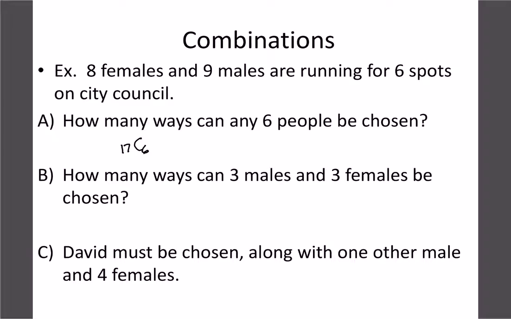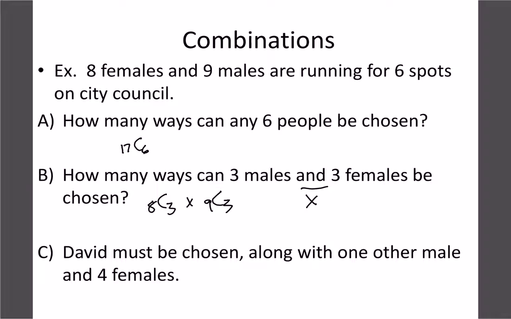Next one, we've got 3 and 3. So we want 3 out of the 8 females, and we want 3 out of the 9 males. So do both of them, multiply your 2 answers together. So remember, anytime you see and, we see times.